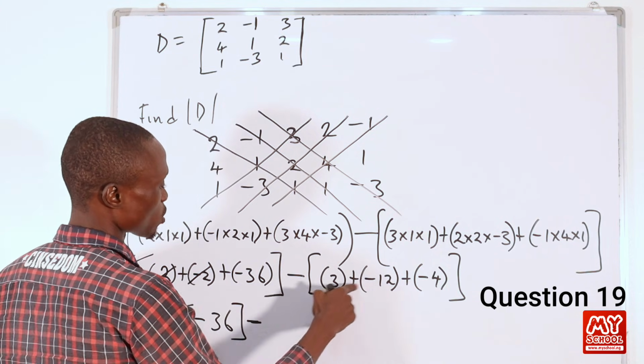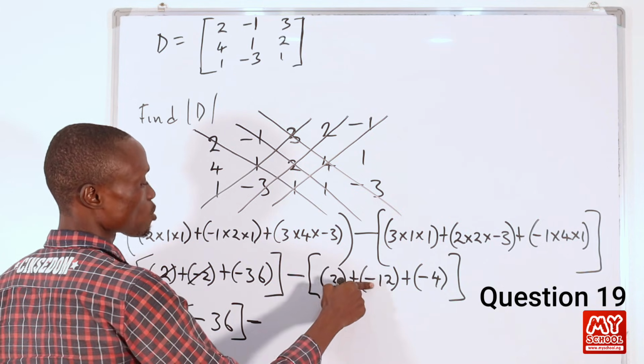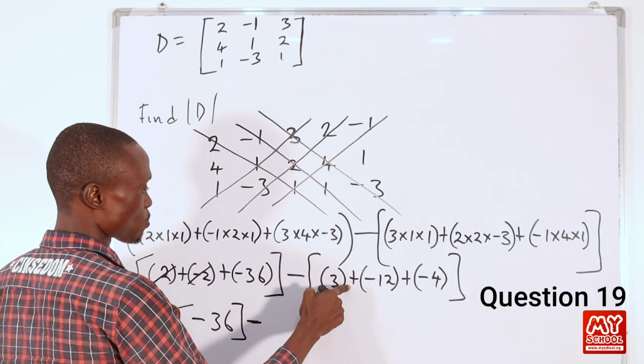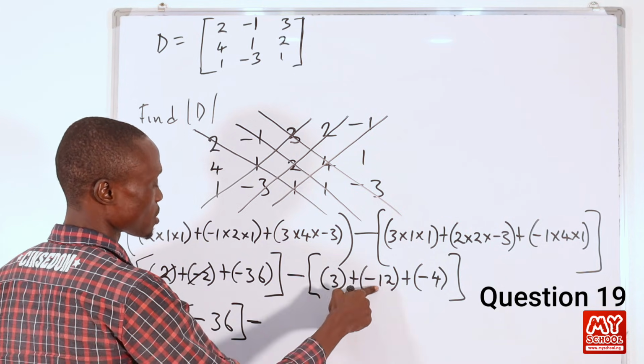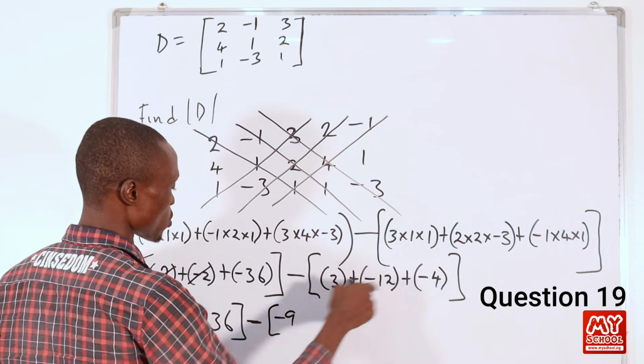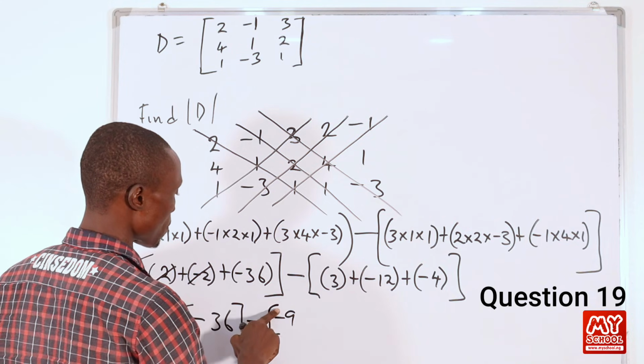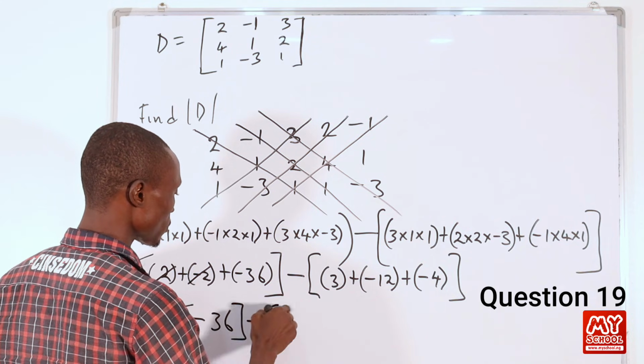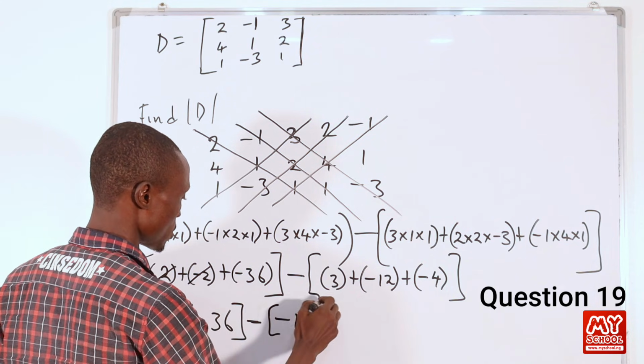Then 3 plus minus 12. Of course, minus is stronger than plus, so it's going to kill off this plus. So we're having 3 minus this. That will give us minus 9. So minus 9 plus 4, that will give us minus 13. That will give us minus 13.